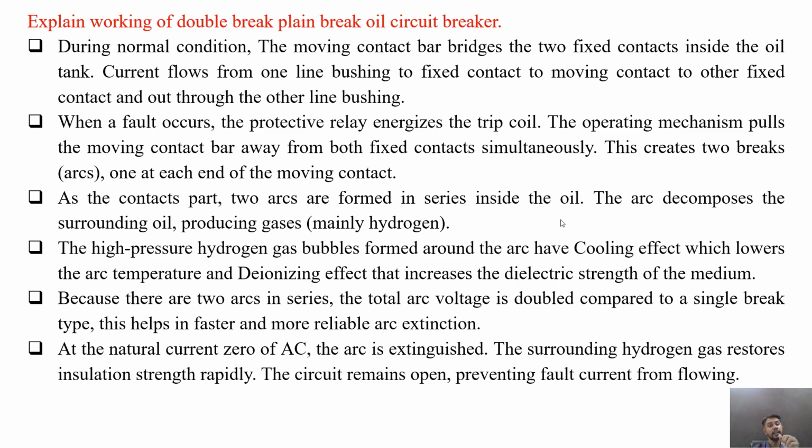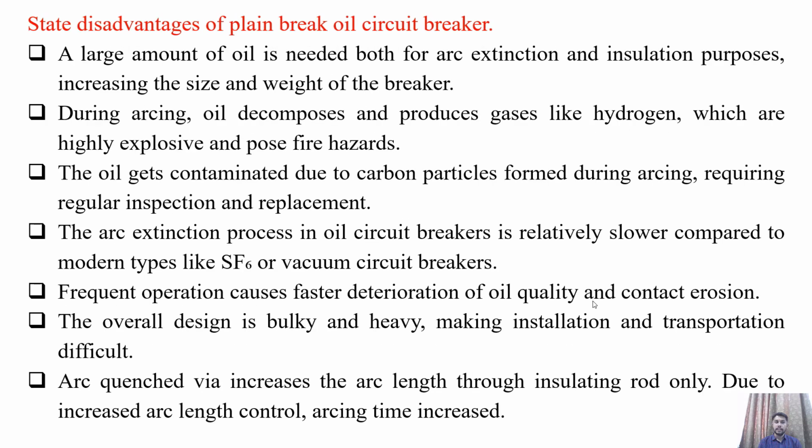Now because there are two arcs in series, the total arc voltage is double compared to a single break plain break oil circuit breaker. This helps in faster and more reliable arc extinction. Now at a natural current zero of AC, the arc is extinguished. The surrounding hydrogen gas restores insulation strength rapidly, and the circuit remains open, preventing fault current from flowing through the circuit. So this is how a double break plain break oil circuit breaker works.